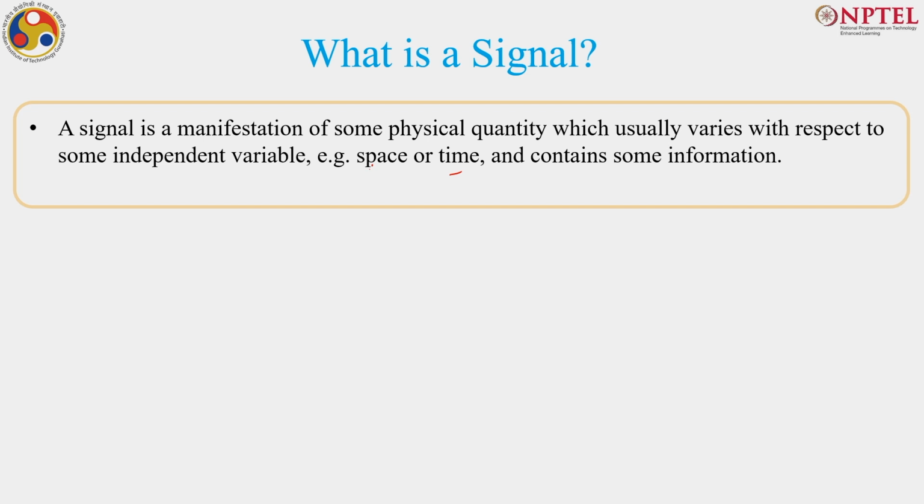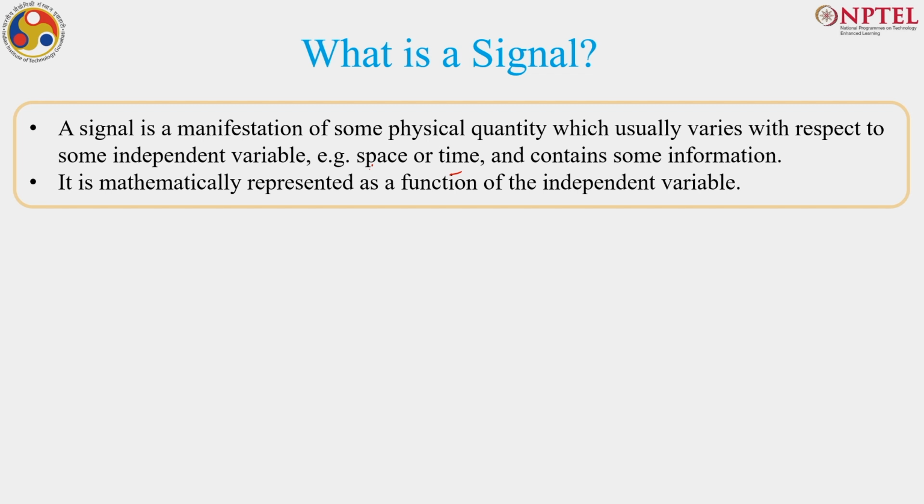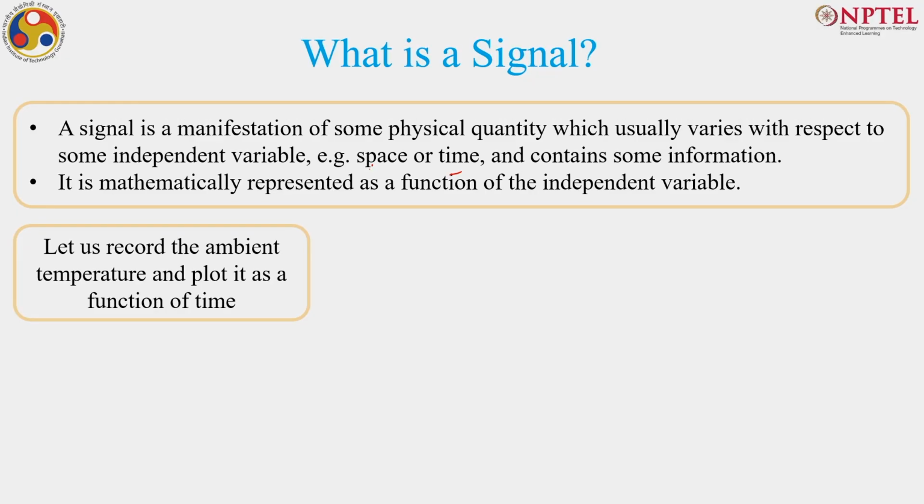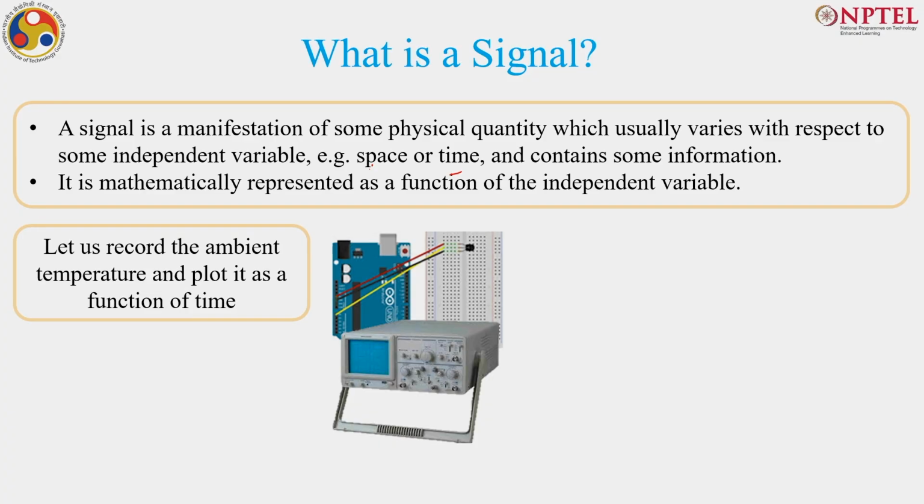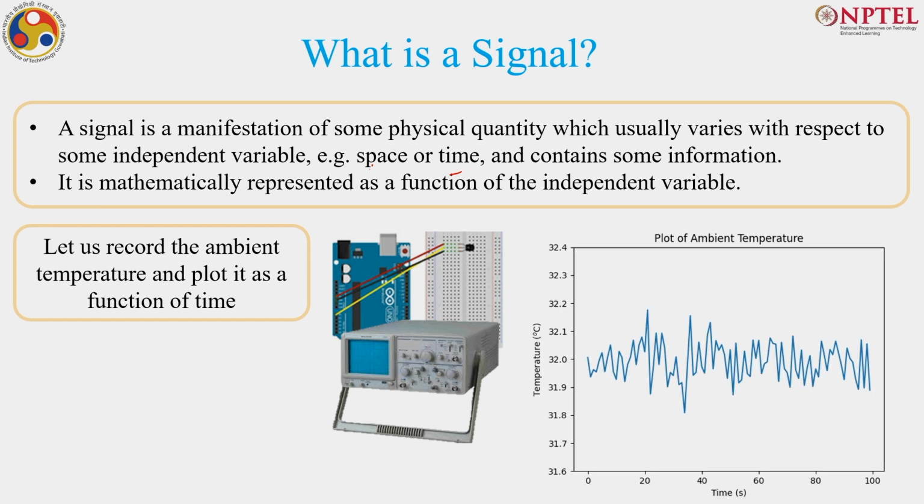So, in this course we will try to restrict the independent variable to time, and mathematically a signal can be represented as a function of this independent variable. Now, this may sound a bit complex, but let us try to make this simple. Suppose I want to record the ambient temperature of this room and plot it as a function of time, and say I have this equipment where I have a temperature sensor, and this sensor sends the recorded temperature to an oscilloscope, and after some time, say around 100 seconds, we get this kind of a plot.